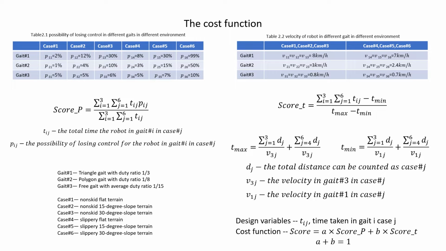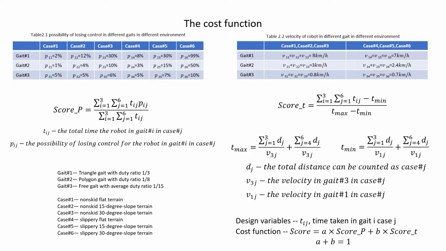As to the outside condition, 6 circumstances are considered, which is a combination of 2 weather conditions, non-skid and slippery, and 3 terrains: flat, 15-degree slope and 30-degree slope. And according to the previous research of these gaits, I formed a table of the probability of losing control, shown on the left side of the slide.